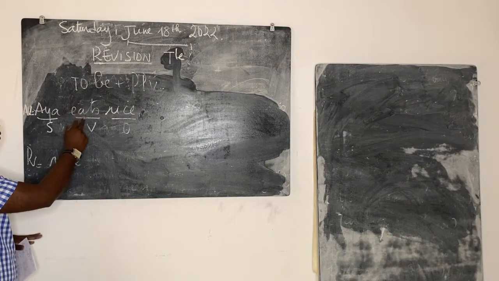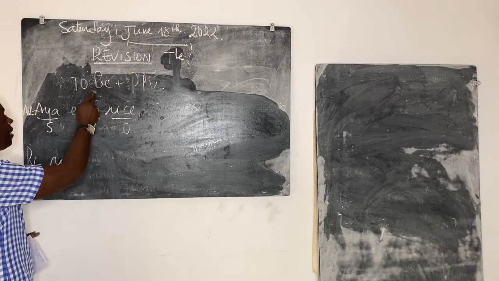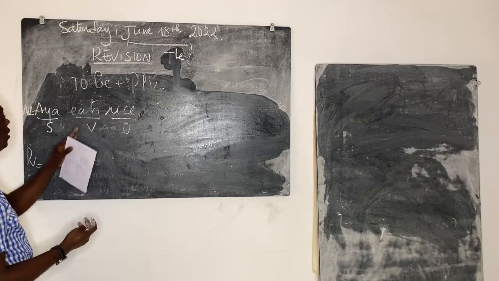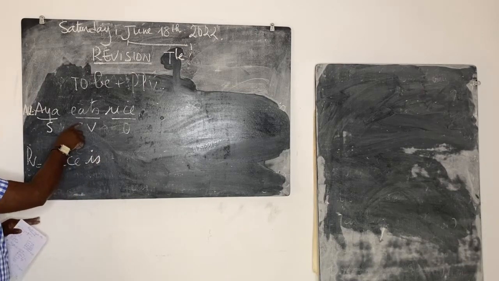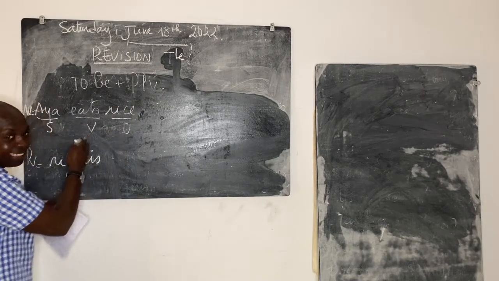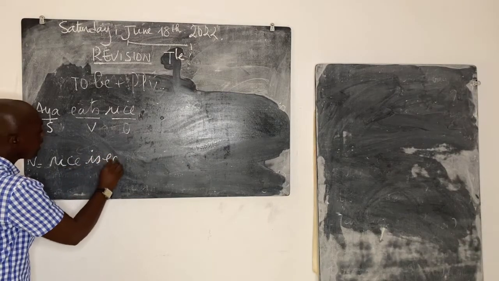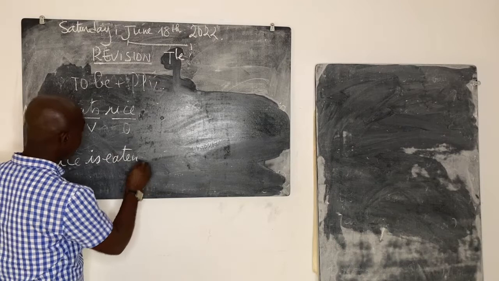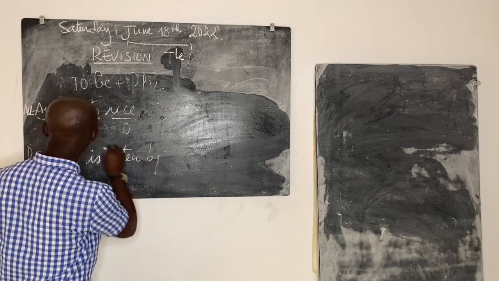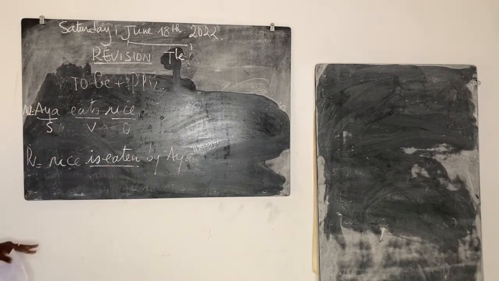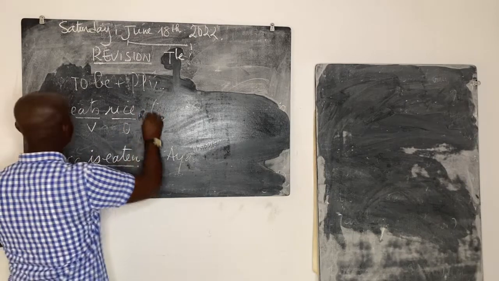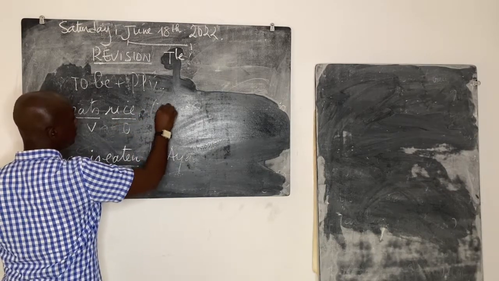It is in the simple present, so automatically the verb to be is going to be conjugated in simple present. So rice is. And we're going to use the past participle of the verb to eat, which is eaten. And by the agent, by Aya. So this is what we call the present passive. Aya eats rice. The sentence is in simple present.